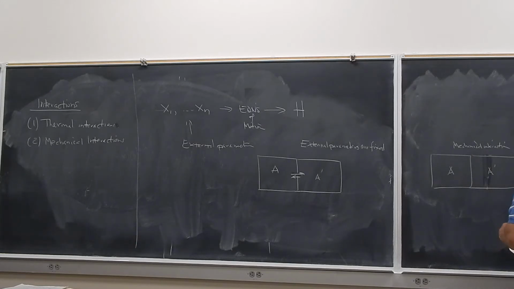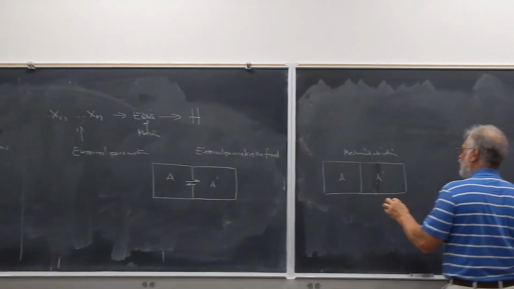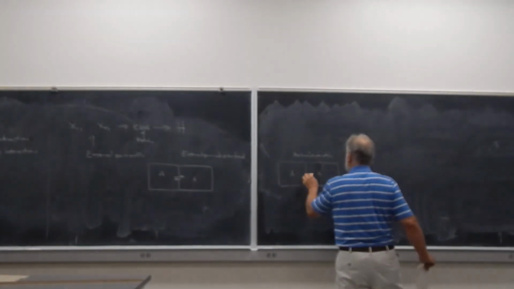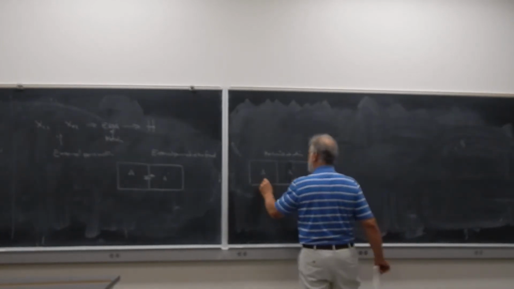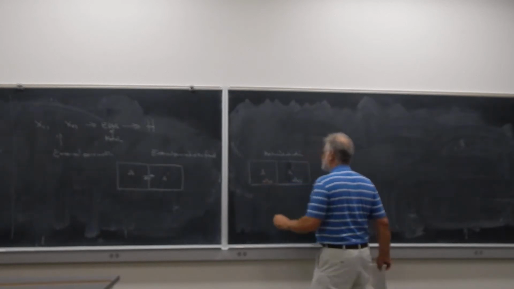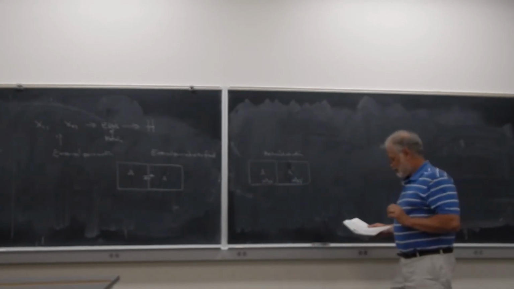So in this case, let's define work. If work is being done by system A on system A prime, we say that the work done on A prime is plus W. The work done by system A is minus W.